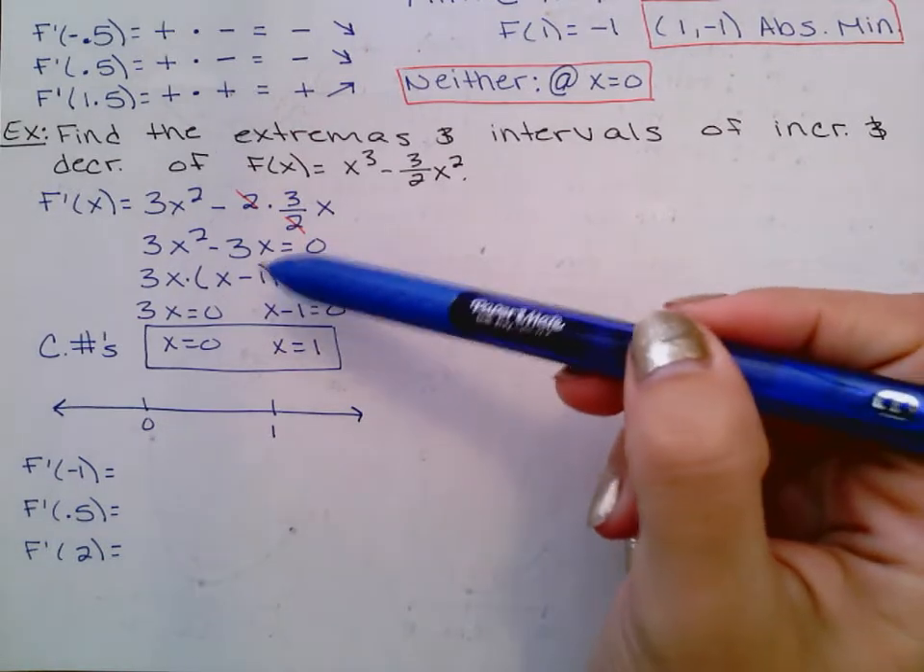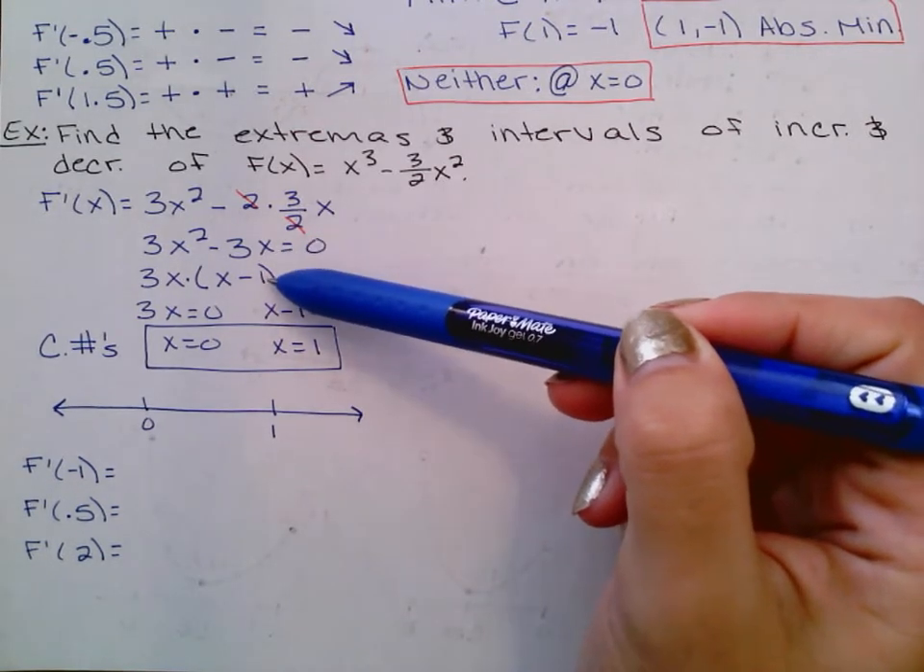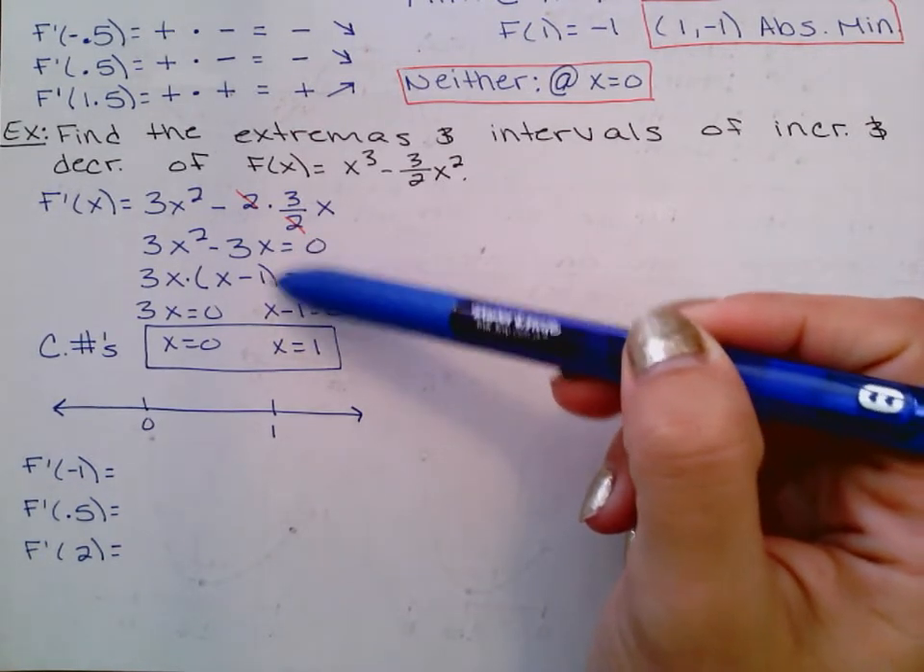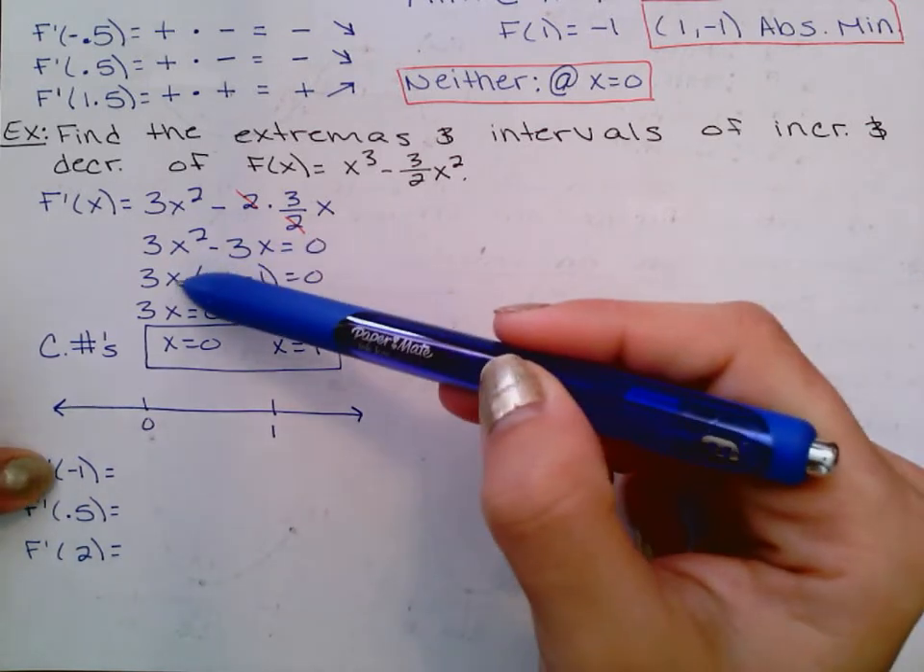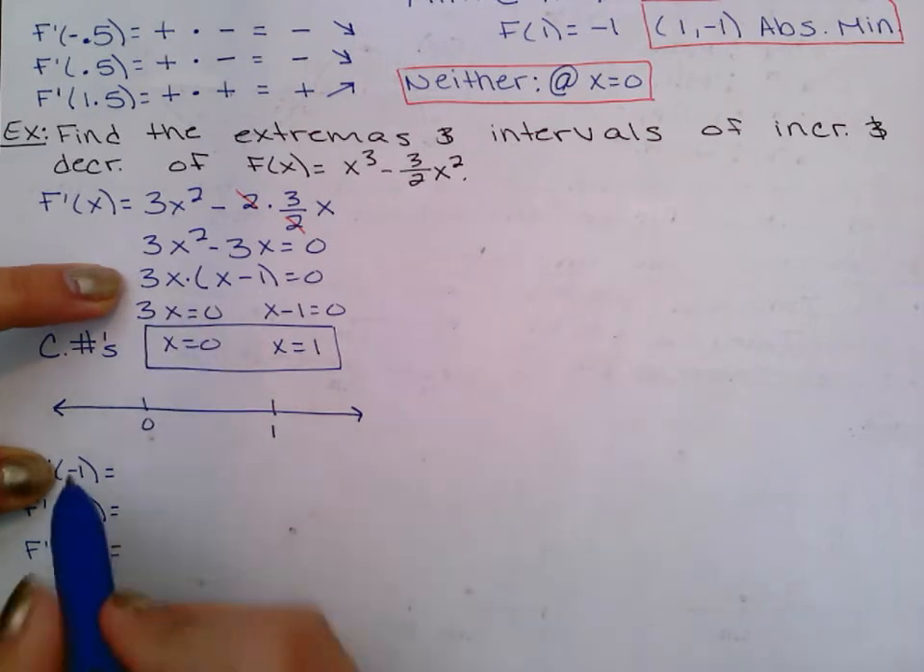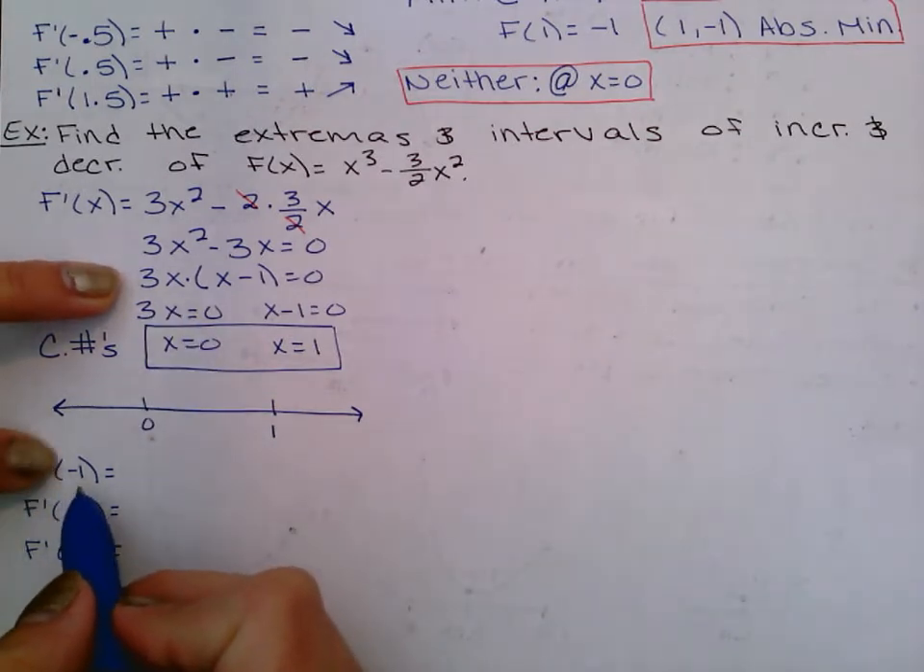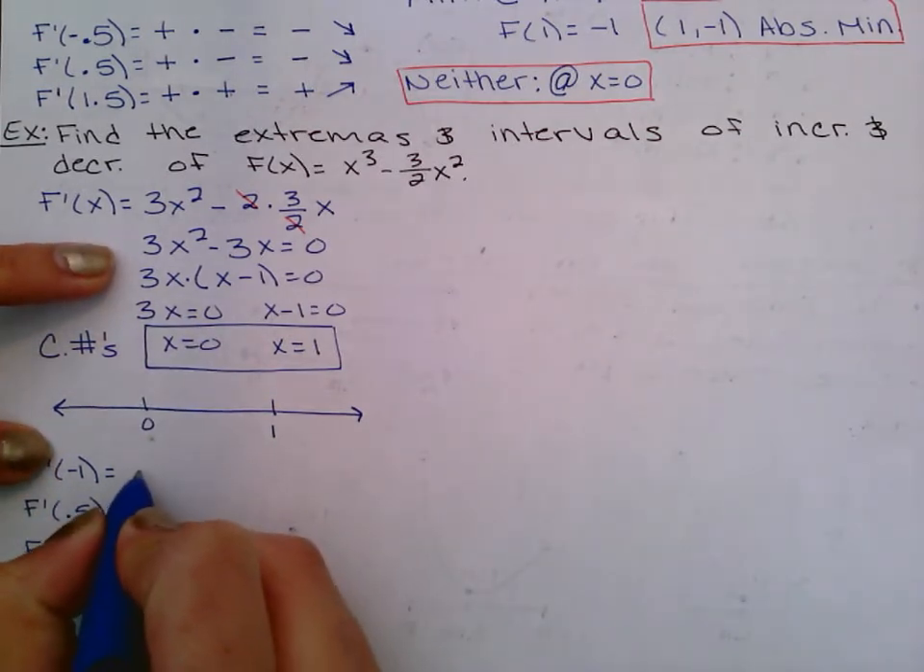So remember, here's my derivative that I found, but here it is cleaned up. It is easier to plug into this one, but again, you can get the right answer either way. So let's look at the first. 3 times x. If I plug in a -1, 3 times -1 gives me a -3, which is negative.